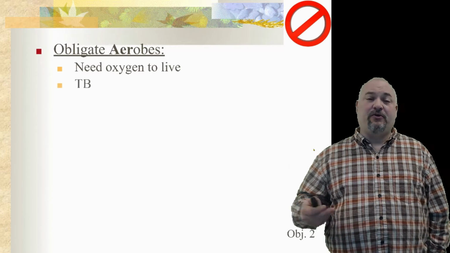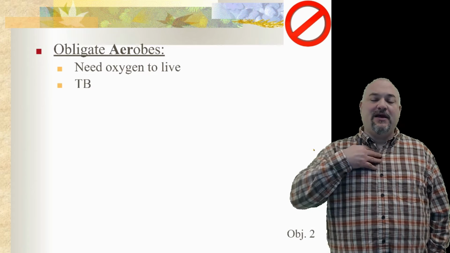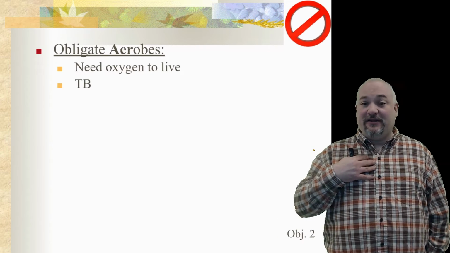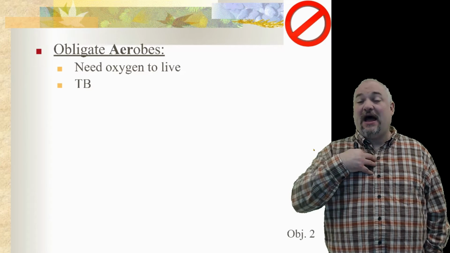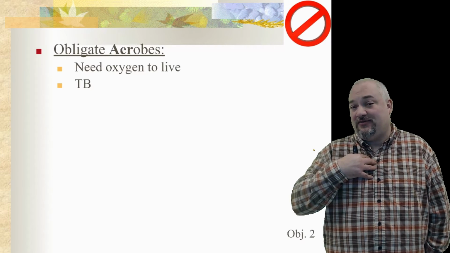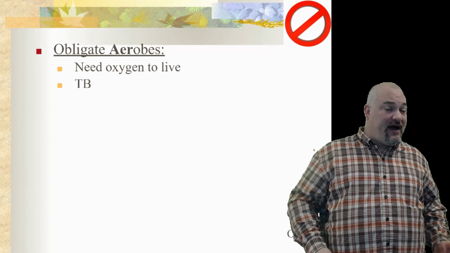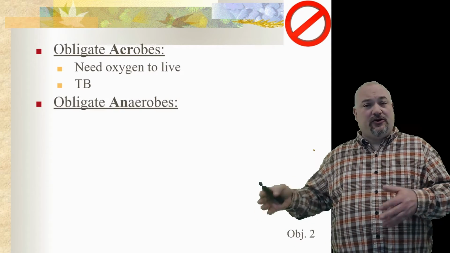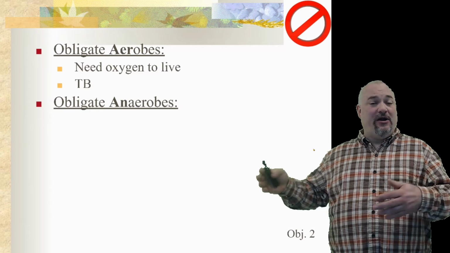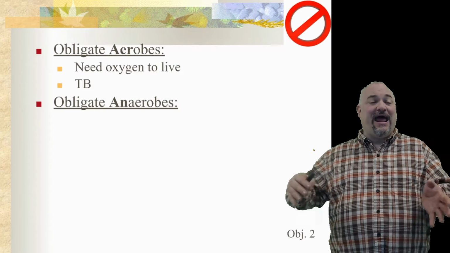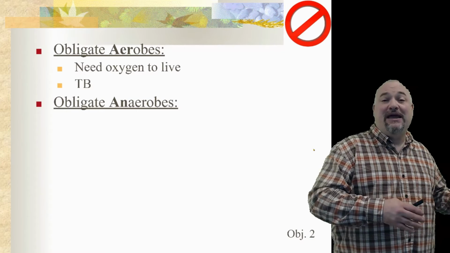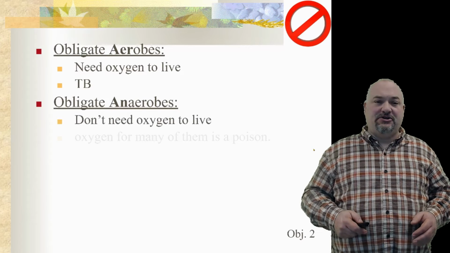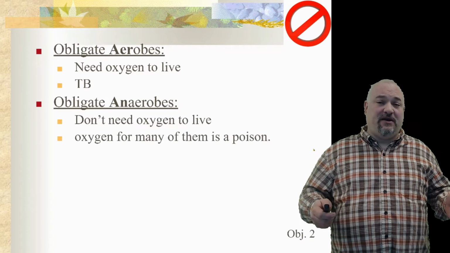An example of this would be tuberculosis. You may be familiar with that. That's a bacterial infection in the lungs. The reason it tends to get started in the lungs is because it's got a good oxygen supply. They can't live deep in the body where they're not getting enough oxygen. Obligate anaerobes: we learned earlier in the year that anaerobic respiration is without air, without oxygen. So obligate anaerobes are ones that are obligated to not be in oxygen. They don't need oxygen to live, and oxygen is a poison to many of them.